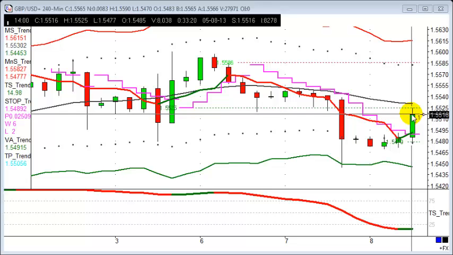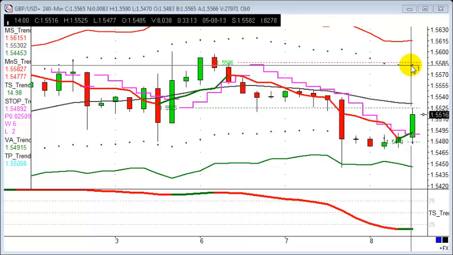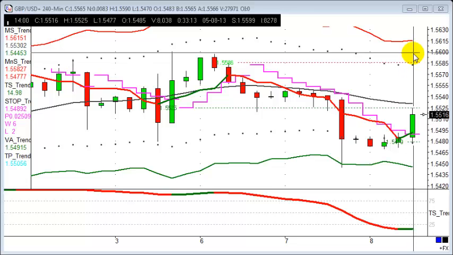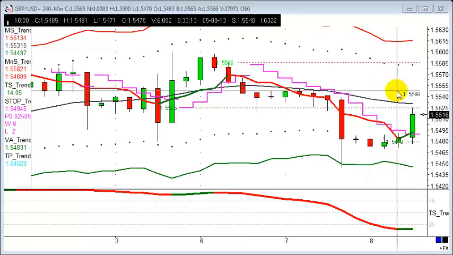So 155.16 is our entry. First target, 155.85. See the dotted red line here? This is where we're expecting prices to get to in the short term, maybe longer term, pushing up another 20-30 points or so, up to 156.15.